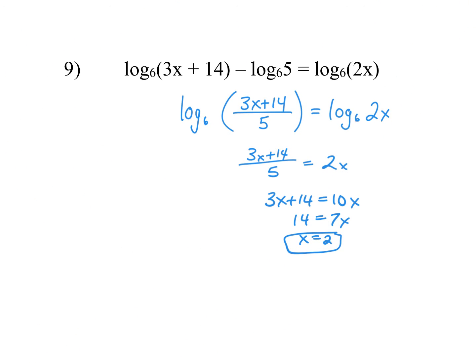Finally, on number 9, we had one extra step. Notice what I did. I took the left-hand side of my equation and condensed it using my logarithm properties that we saw last lesson. Now that I condense, now I have the log base 6 on both sides. So I can set those quantities equal to each other and solve.